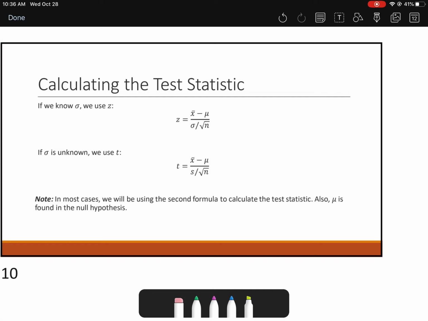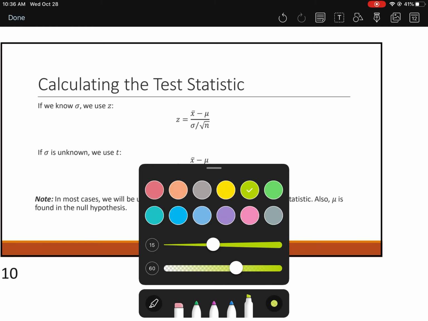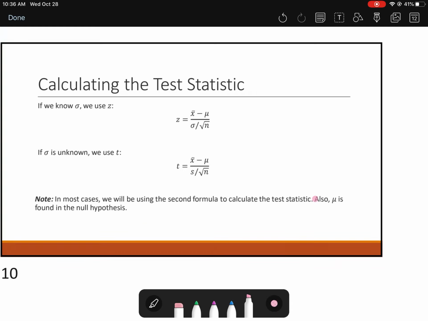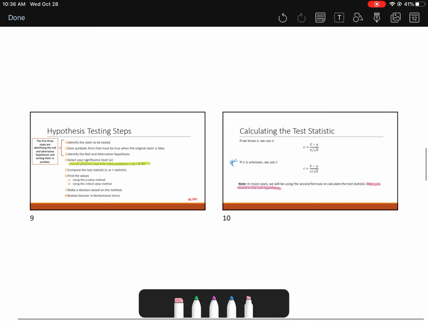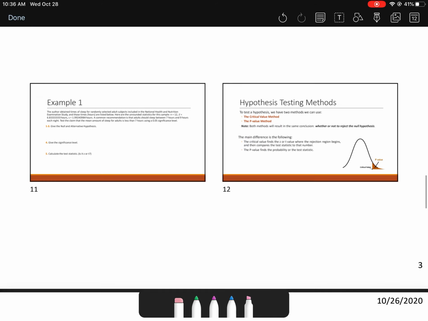Okay. In most cases, we will be using the second formula to calculate the statistic. Also, mu is found in the null hypothesis. So, important things there to make sure that you underline or highlight. So, mu is found in the null hypothesis. And for the most part, we'll be using this right here.